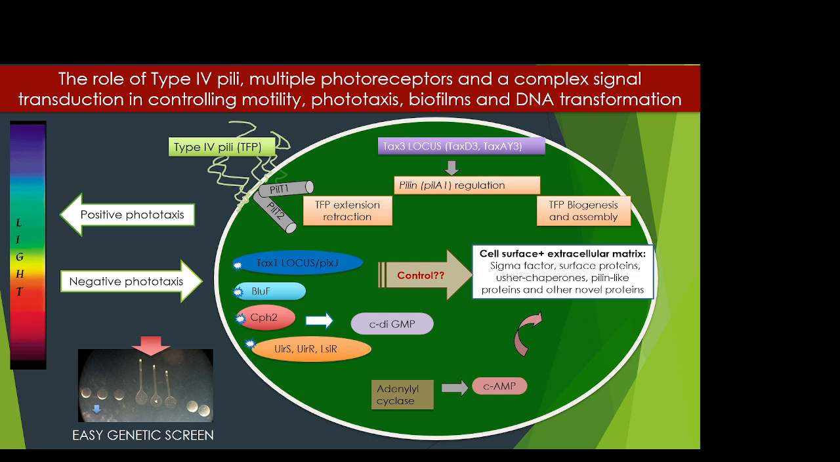There are multiple photoreceptors because they can actually gauge different light qualities. And then there's a complex signal transduction pathway by which all of these photoreceptors talk to these things called type 4 pili, which allow them to move. So this is in one slide again, showing you 20 years of work. So I've done my job.